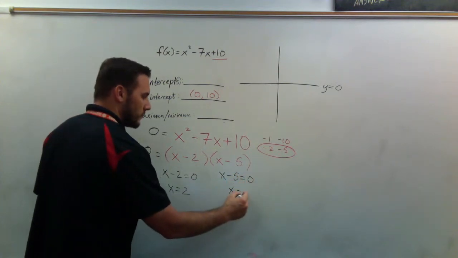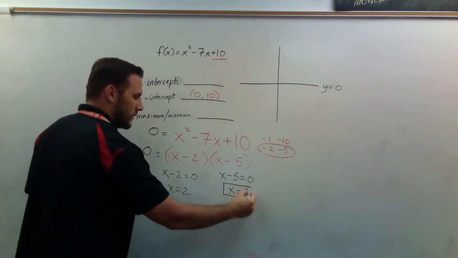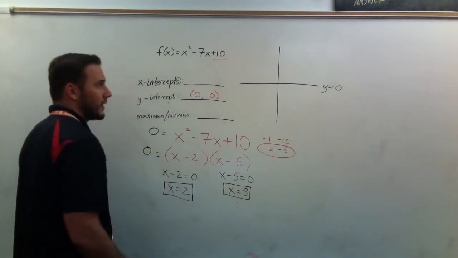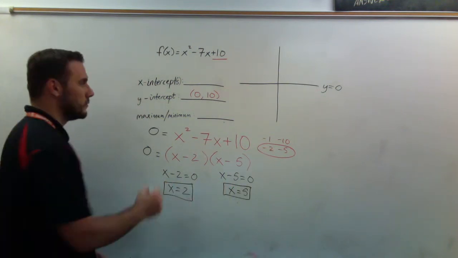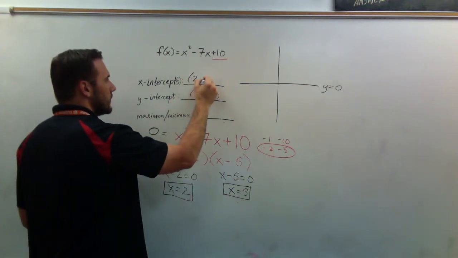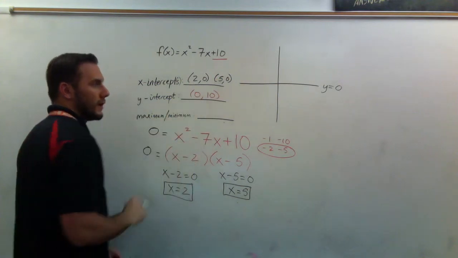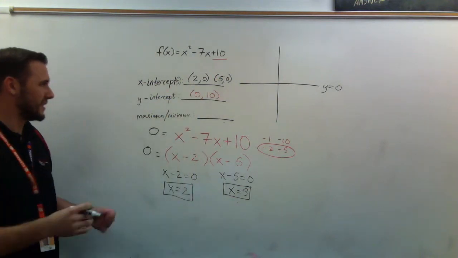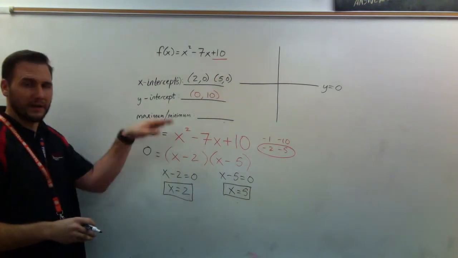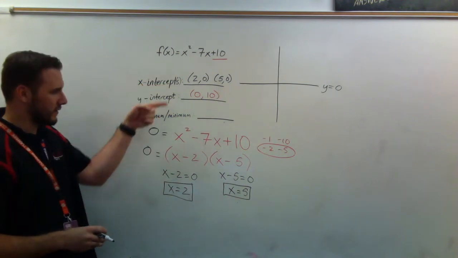Our answer is x equals 5. So these are going to be our x-intercepts at 2 and 5. So when x is 2, y is 0, or when x is 5, y is 0. We could check that by plugging them back in, just to see if it makes sense.